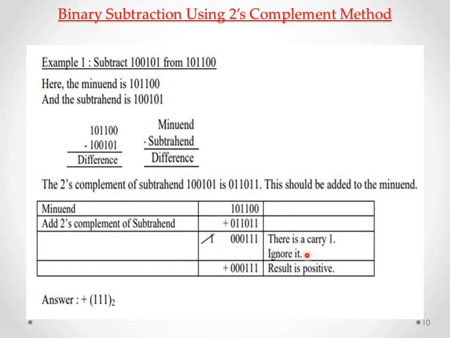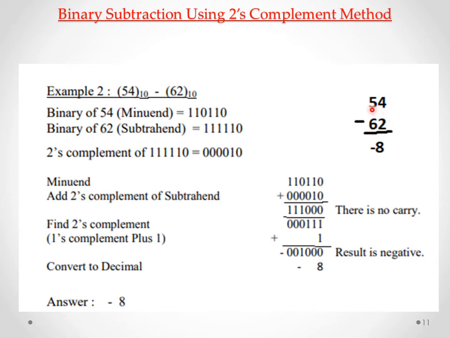So ignore it and the result is positive. So this is the answer. Now we are going to subtract 54 minus 62. The answer is minus 8. Here the minuend is smaller and the subtrahend is bigger.